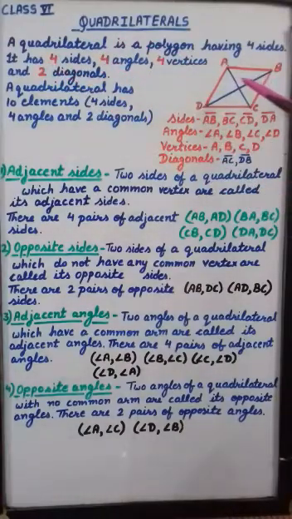Now we can see in this figure the sides are AB, BC, CD and DA. Now let's talk about angles. There are four angles here: angle A, angle B, angle C and angle D. Now coming to vertices. There are four vertices: A, B, C and D.